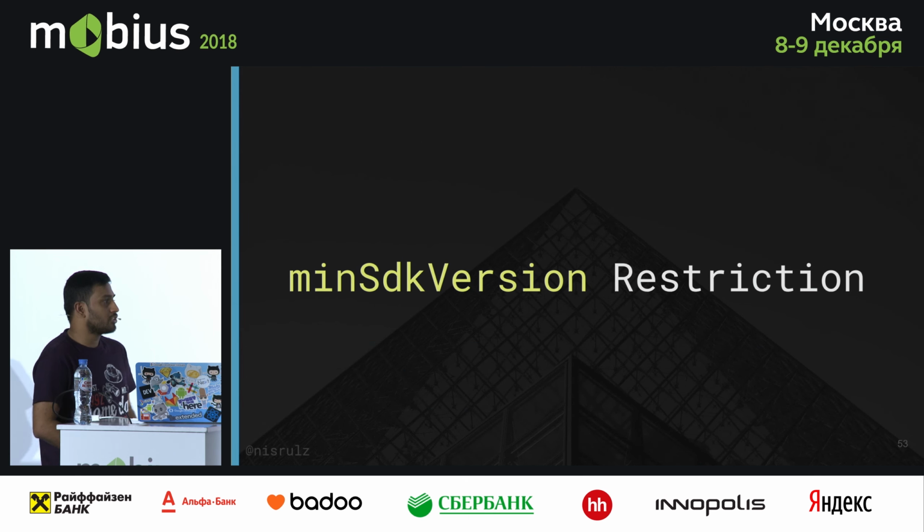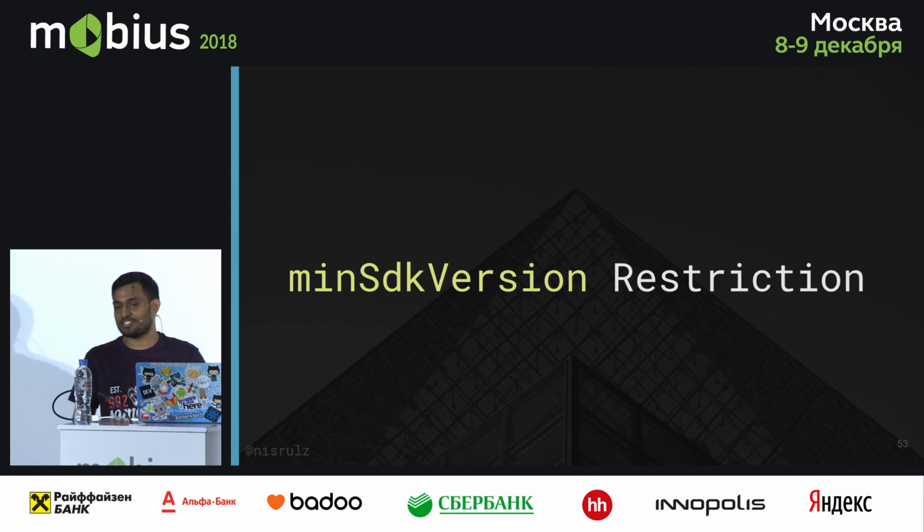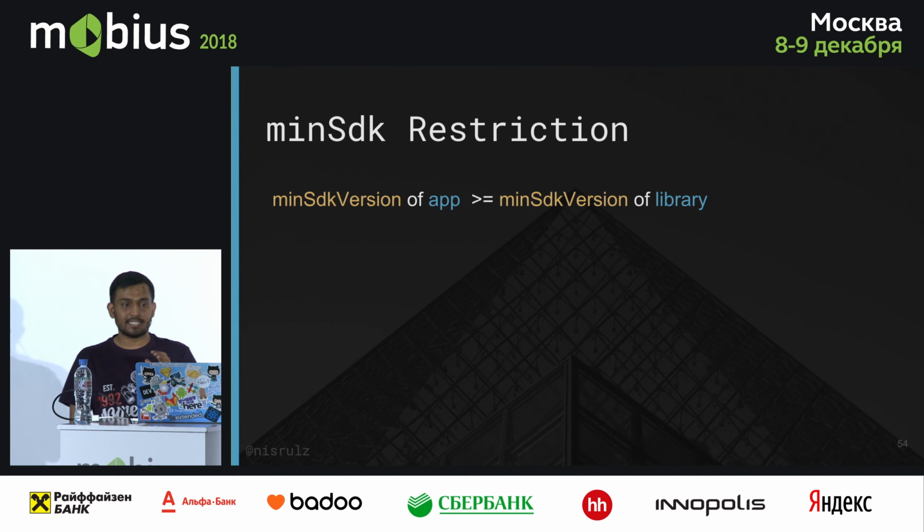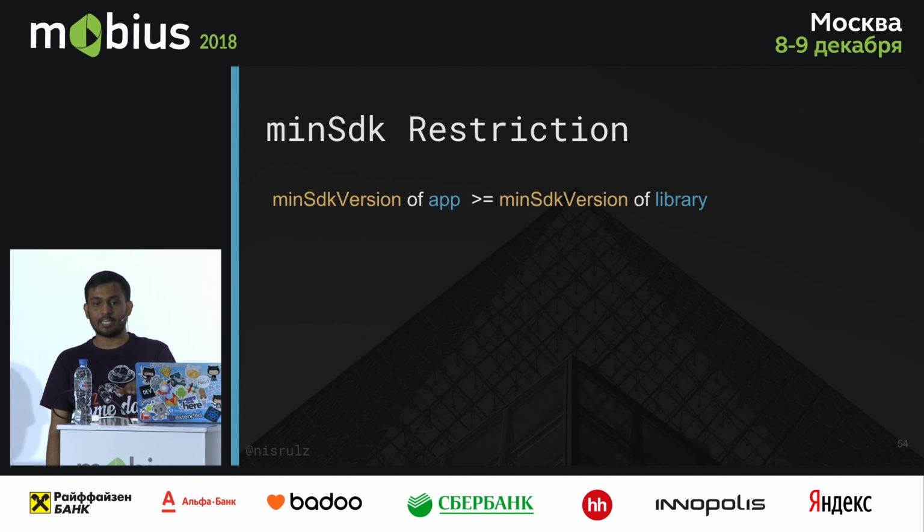OK, so this is another of the things that I figured out while doing something for a company. And this one is called the min SDK restriction. It's like an unsaid rule. I don't know how many of you know about this, but the min SDK restriction basically says that the min SDK of the app must be greater than or equal to the min SDK of the library.